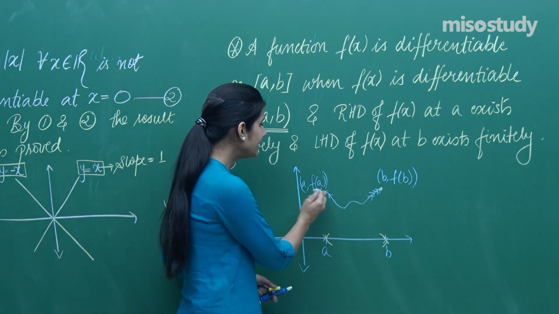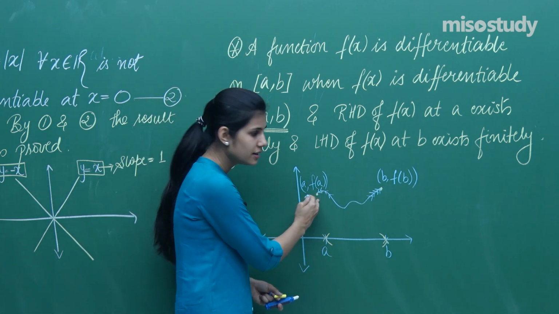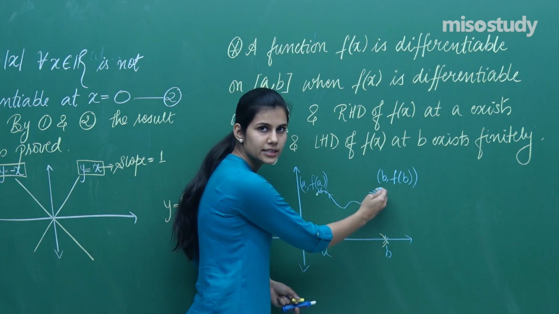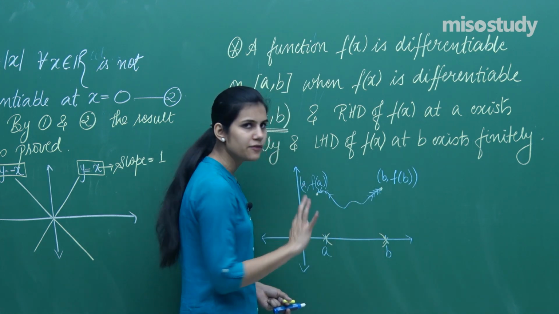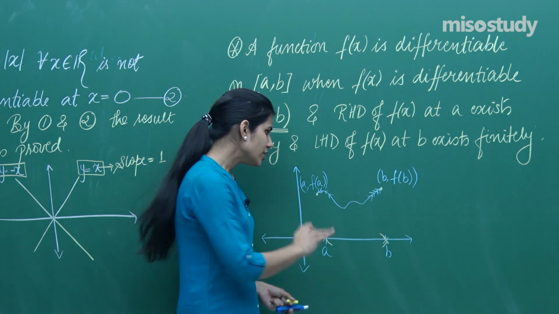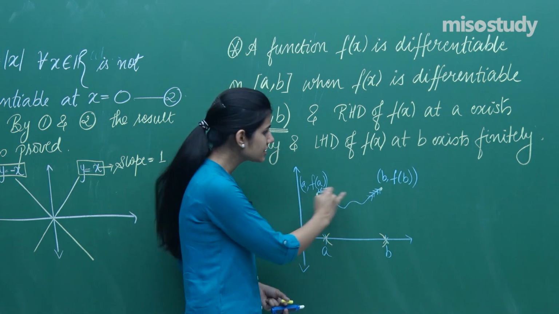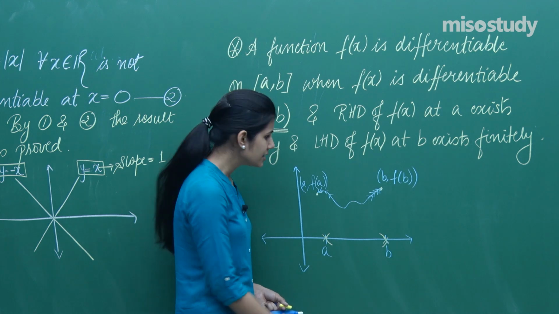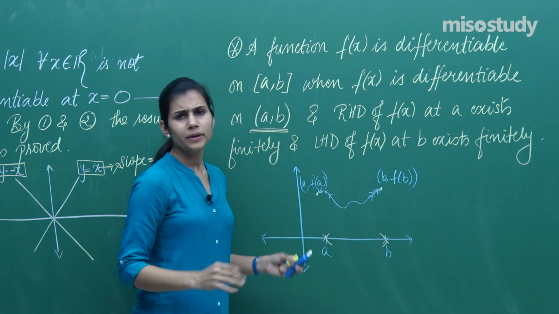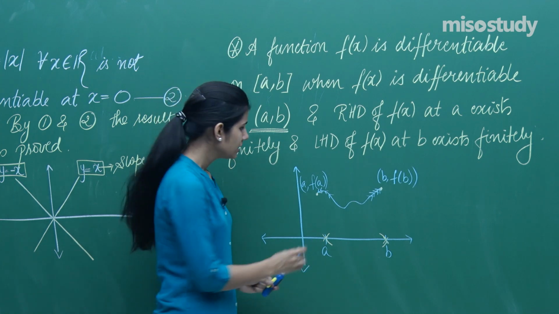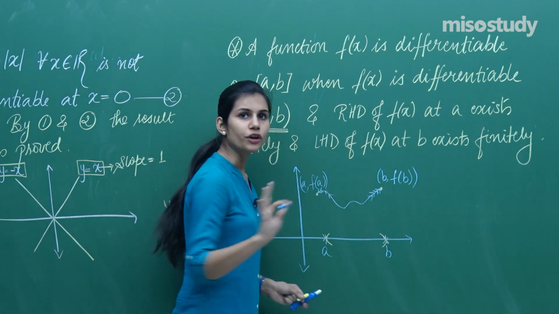But if the right hand derivative of f at a is existing, and the left hand derivative of f at b is existing, I am not concerned with the right hand derivative of f at b, I am not concerned with the left hand derivative of f at a. Just the right hand derivative of f at a should exist, the left hand derivative of f at b should exist, and the function should be differentiable at open (a, b). Because at open (a, b) I have no problem, right? At open (a, b) no points are corner points.